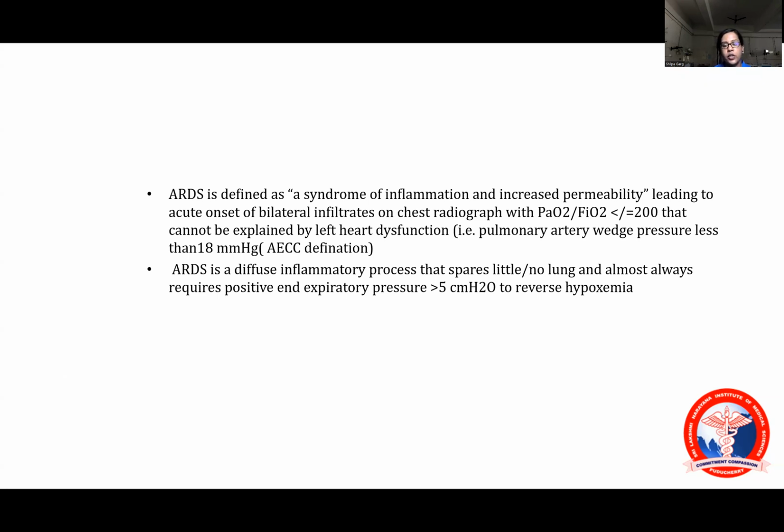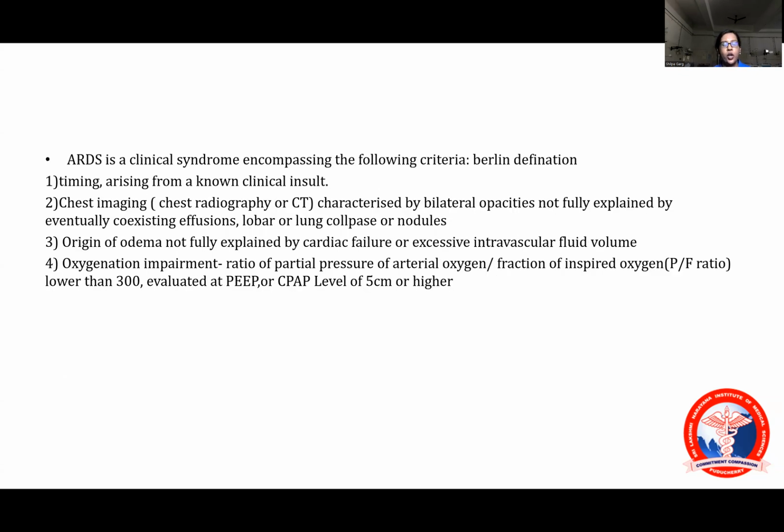But we then shifted to something called Berlin's criteria. This was brought up by adding PEEP, that is positive end expiratory pressure, to the already existing criteria. According to Berlin's definition, we added the timing of ARDS, which means acute. We call it acute respiratory distress syndrome. Acute means we have to give some timing for it. So we added the timing.